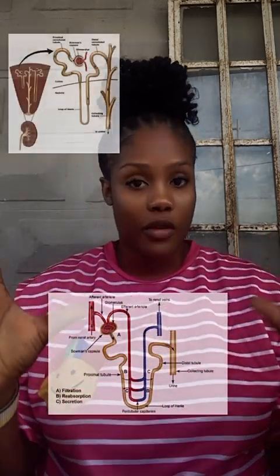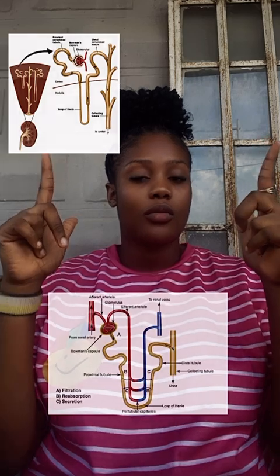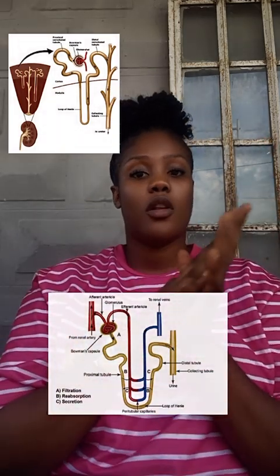So let's talk about the microscopic structure of the kidney. The first thing we need to know is that the functional unit of a kidney is called the nephron. The functional unit of the kidney is called a nephron, and there are about 1 million to 2 million nephrons in a person's kidney.